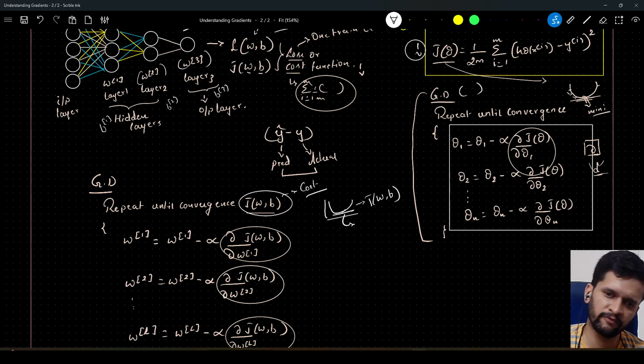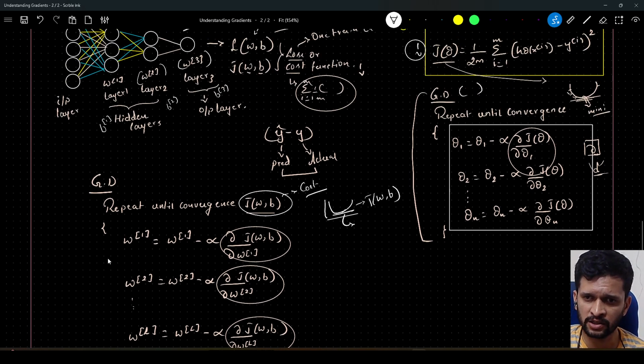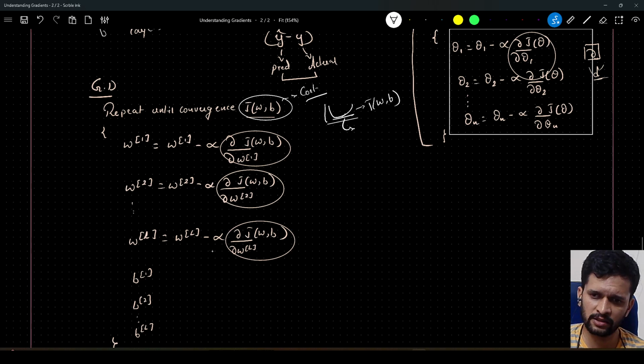To achieve that, we have a set of rules. The weight matrix at layer 1 is equal to the weight matrix at layer 1 minus alpha into how the cost is affected by changing the weights at layer 1. Similarly, the weights at layer 2 are updated as weights at layer 2 minus alpha into how the cost is affected by changing the weights at layer 2. We go up to the last layer and update our weights following this rule. We do the same steps for our biases as well.